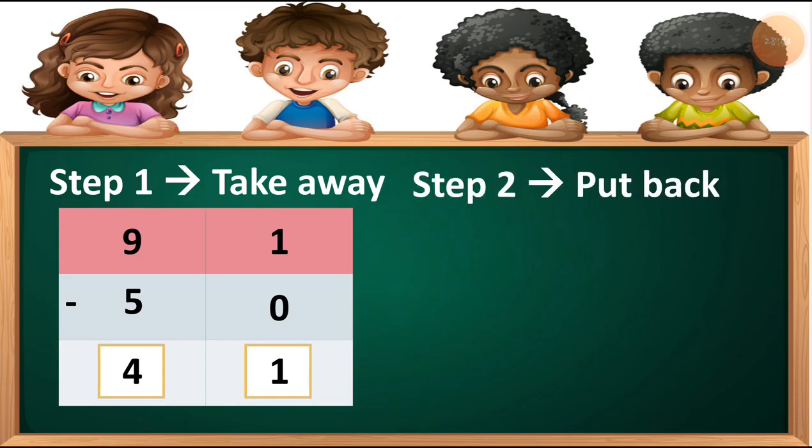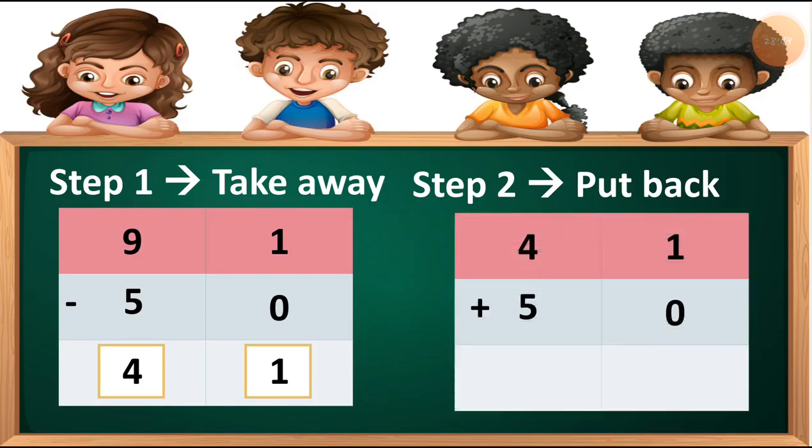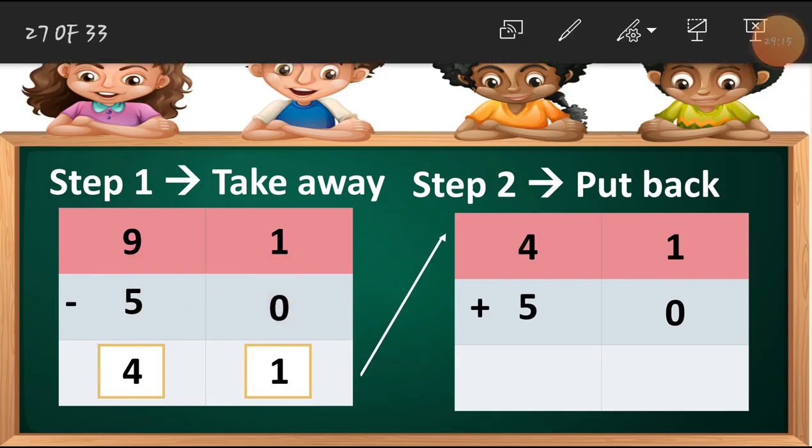Now let's see step 2, put back. We have to put back the answer. So let's check the sum. You can see I just write down this answer 41 here. Through this arrow I write down this answer 41 here and add 50 to this answer. We put back this answer and add 50 to it. So we get 91. If we are getting 91 as the answer, then our subtraction sum is right.